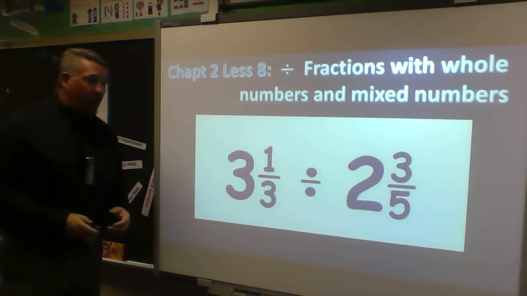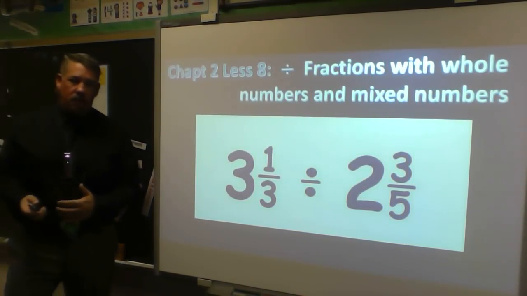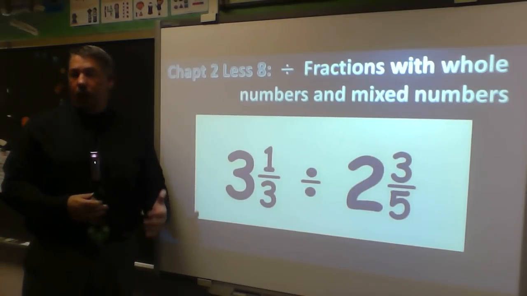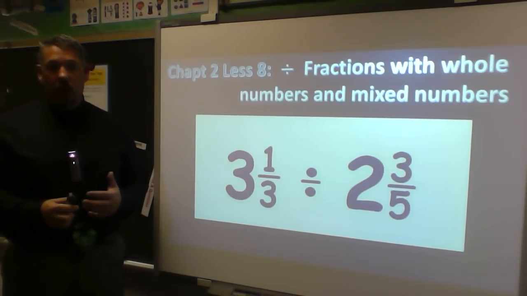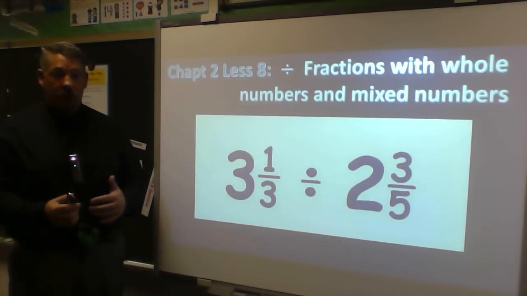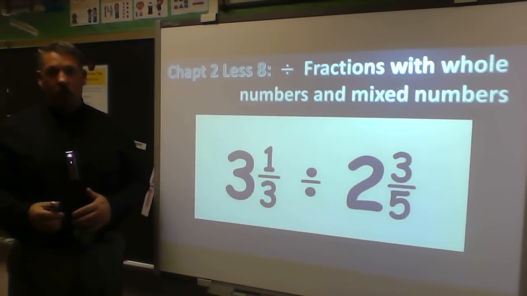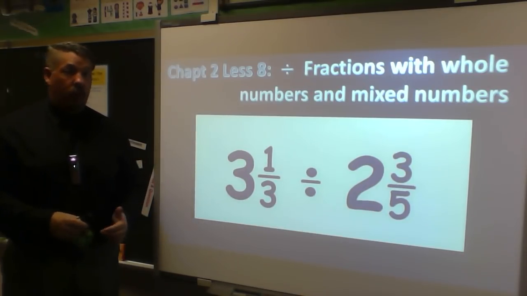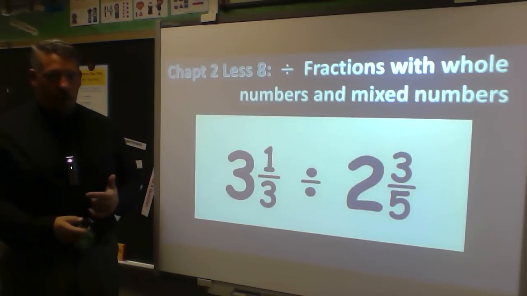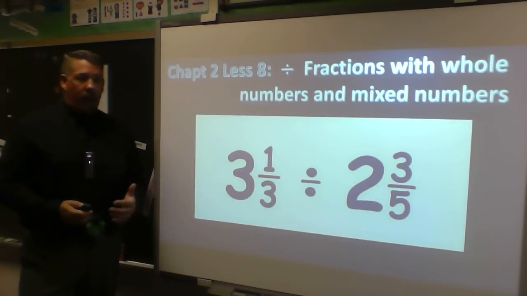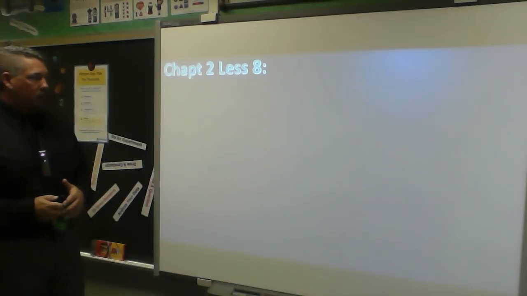All right, so piggybacking on to the previous lesson, we reviewed all the different functions that we did in multiplication, addition, subtraction, division of fractions. But this one's going to take it a step further, and then the next two go a little deeper. So we're going to be dividing with whole numbers and mixed numbers.